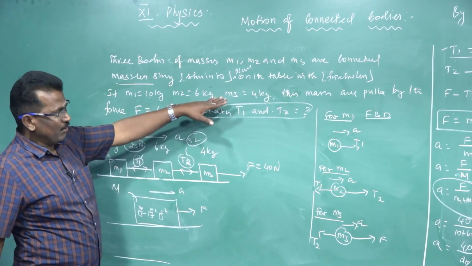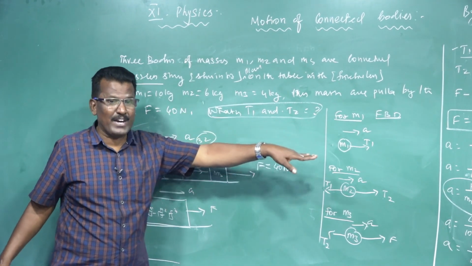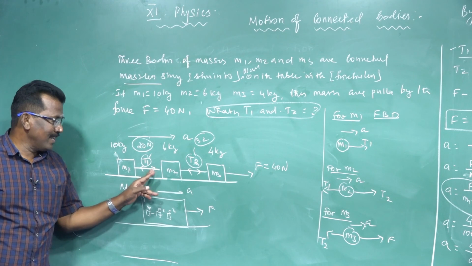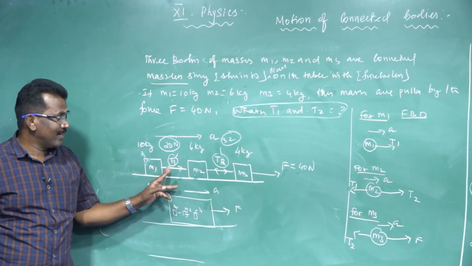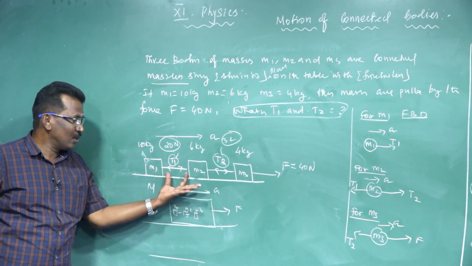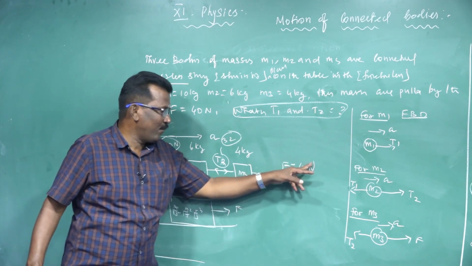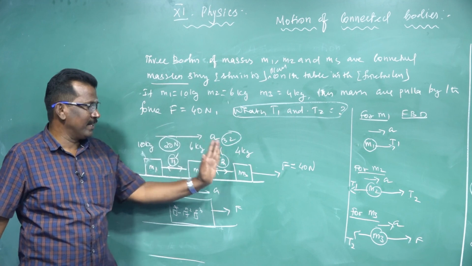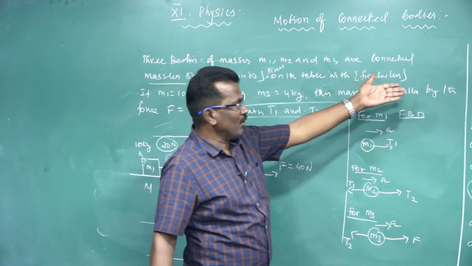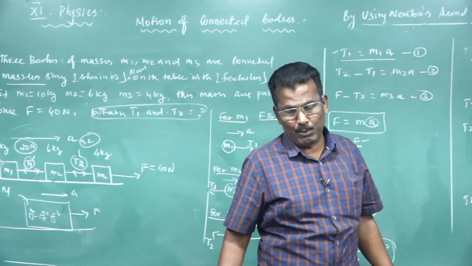By using the free body diagram, we can easily find out the acceleration produced by the body and also the tension acting between the two bodies. Here tension 1 and tension 2, it's a net force. All the three bodies are pulled by the net force of 40 Newton. We calculated this by using the free body diagram.